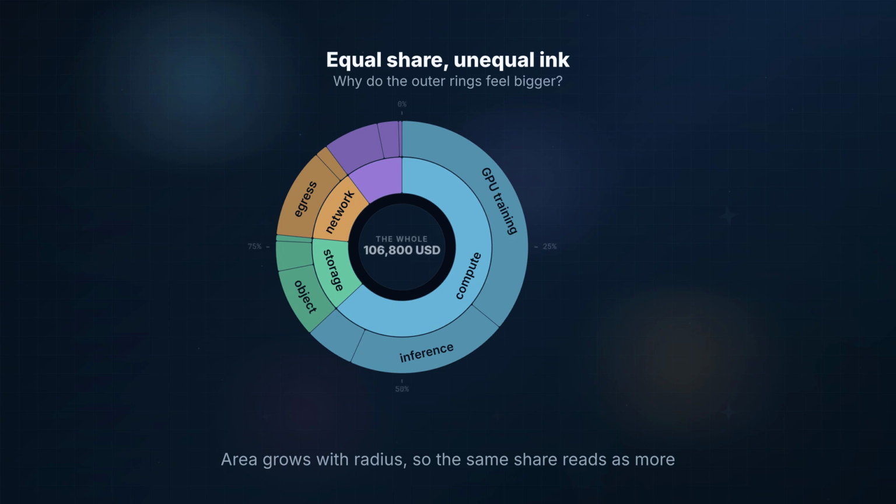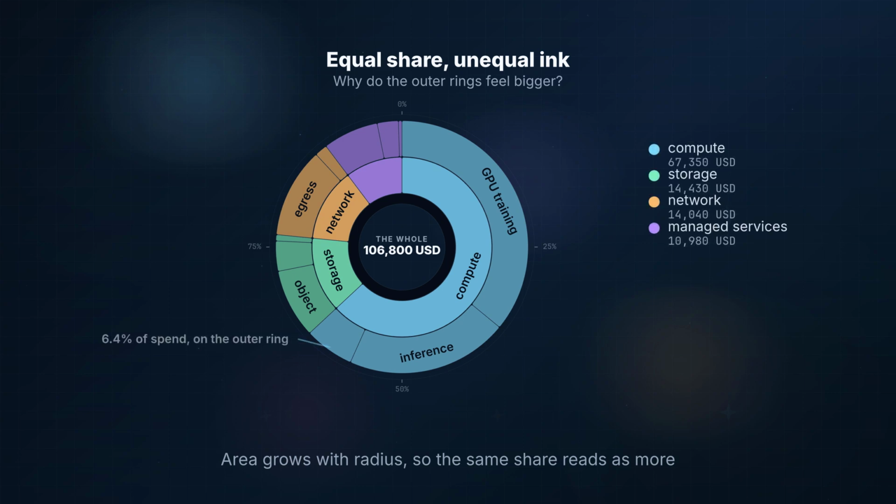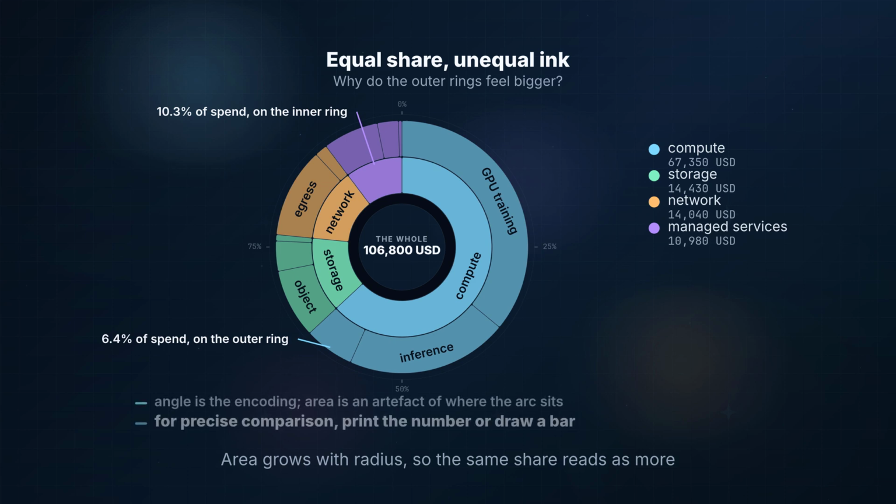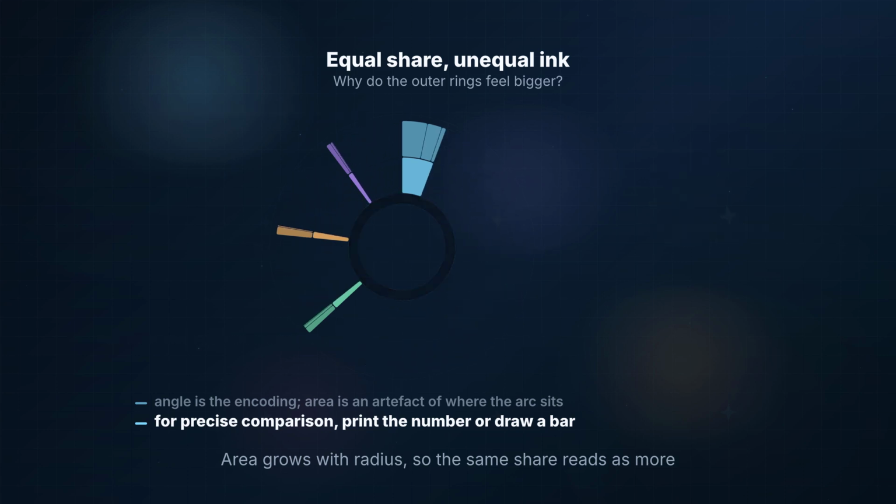Angle is the encoding, but area is what your eye adds up, and area grows with distance from the center. 2 slices with the same angle, one on the second ring and one on the fourth, carry the same share and cover very different amounts of screen. Humans also compare angles well when adjacent and badly across a circle. When precision is the job, print the number or draw a bar.